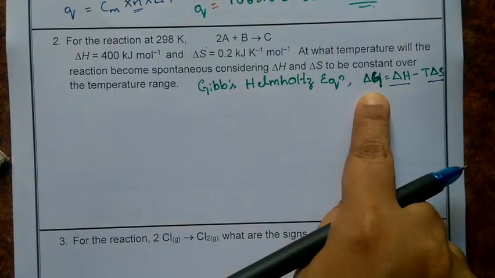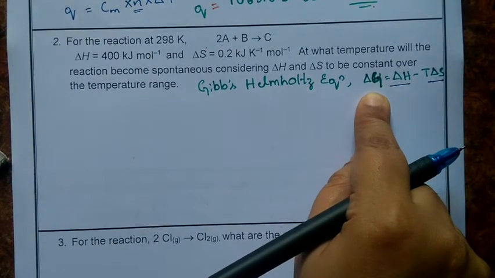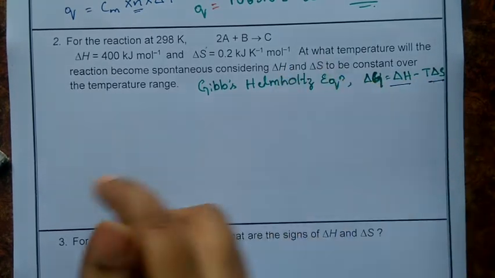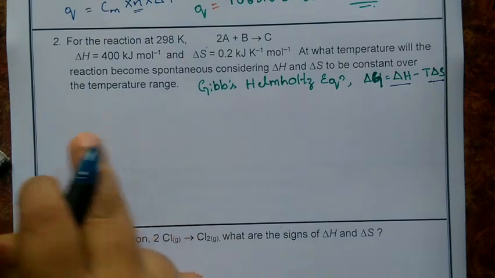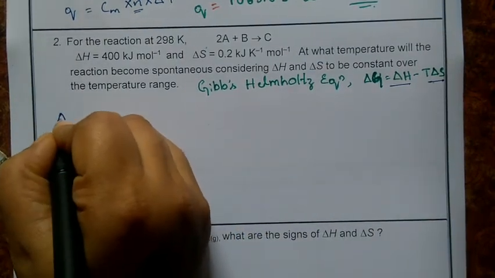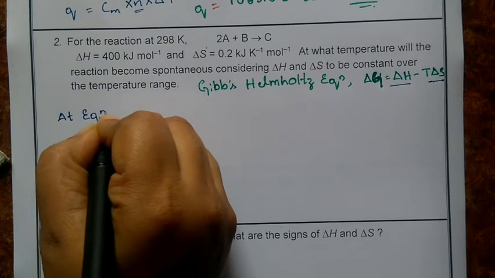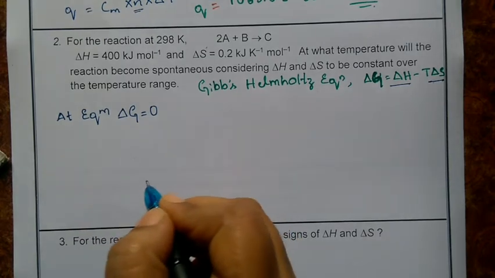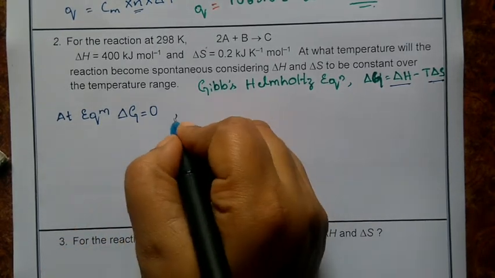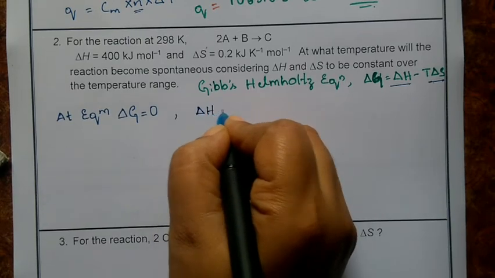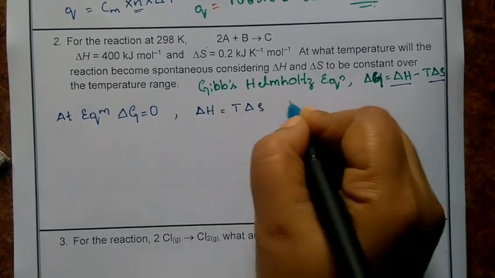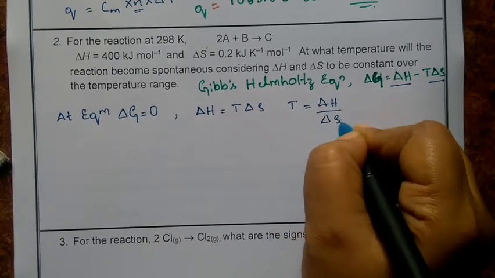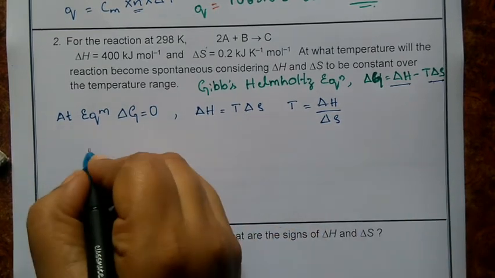But the thing is, delta G is not given. So now what we are going to do is, we want temperature, we have these two terms, we don't have delta G. So that's why we are going to consider the condition at equilibrium. At equilibrium, delta G is equal to 0. Clear? Now, at equilibrium, delta G is equal to 0 means delta H is equal to T delta S, or T is equal to delta H by delta S. Clear? So substitute the values.